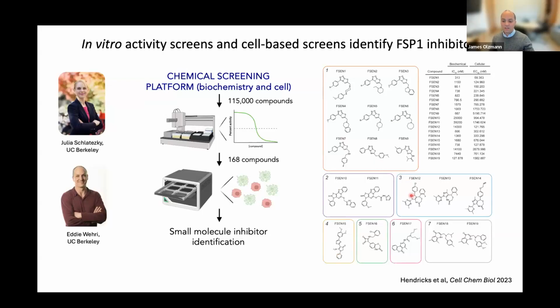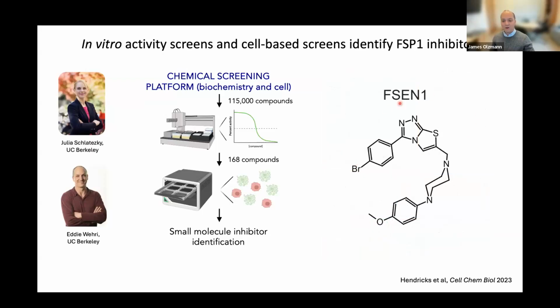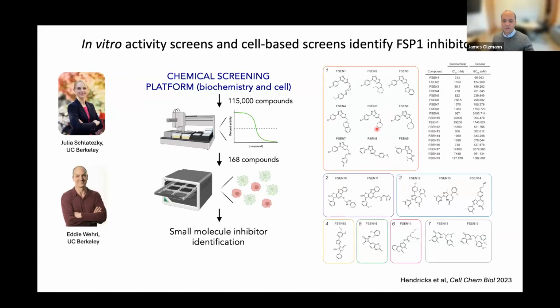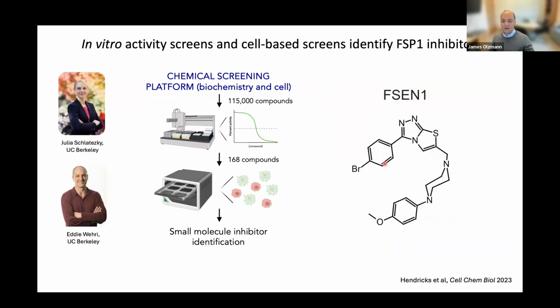Some of these are shown here, and you can see the different chemical scaffolds, giving us quite a bit of chemistry to work with. We primarily focused on this first class of FSP1 inhibitor because these were the most potent straight out of the screening deck. With this molecule, FSEN1, or ferroptosis sensitizer 1, being the most potent and the molecule that we've characterized in the most detail. And among these initial classes of FSP1 inhibitors, this core pharmacophore was conserved among those molecules, suggesting that this structure here is particularly important for its mechanism.